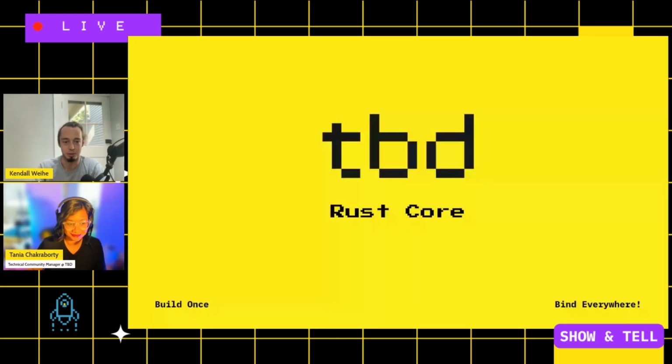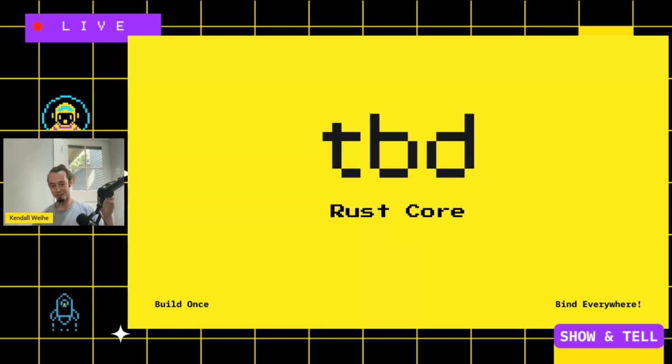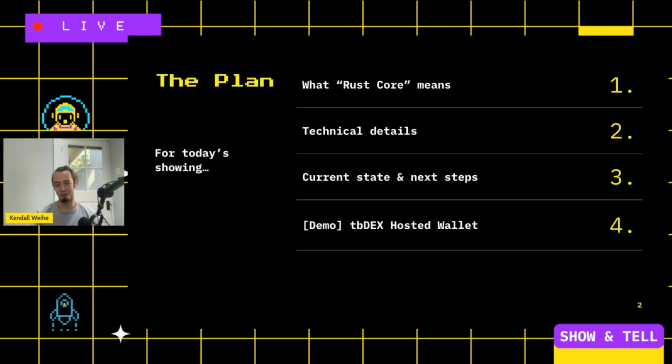All right. So whenever you're ready to get started, what is your topic for the day? Okay, cool. I'll go ahead and share my screen. We have a slide, but I'm hoping we can make this somewhat conversational or storytelling. You should be able to see my screen right now. Yeah, cool. So the topic today is what we call Rust core. And the tagline is build once, bind everywhere. And we're going to get into what that means exactly.